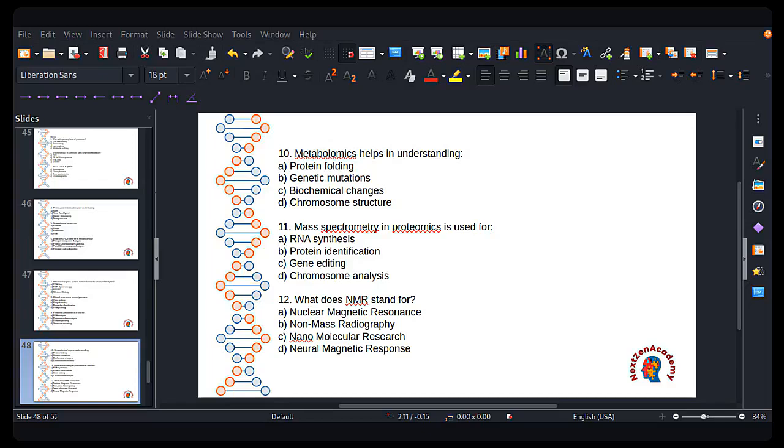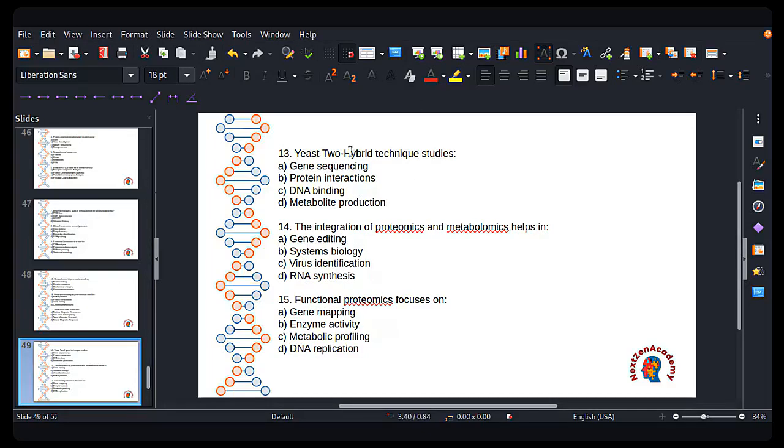Okay. Now move to the next question, question number 13. Yeast two-hybrid technique studies what? Gene sequencing, protein interaction, DNA binding, metabolite production. So it is used for protein interactions. Protein-protein interaction.